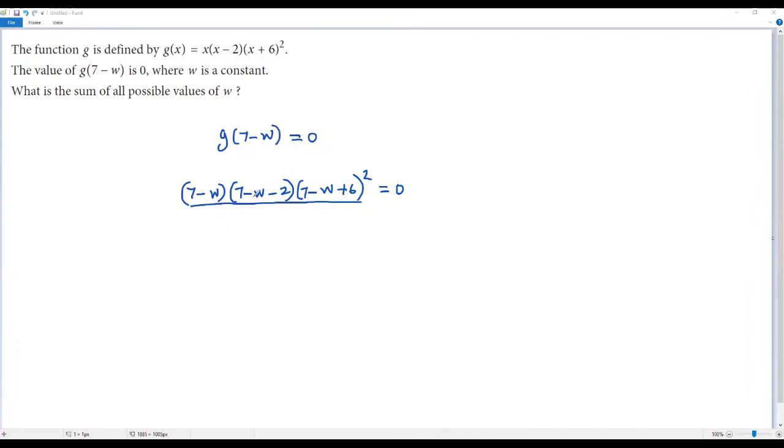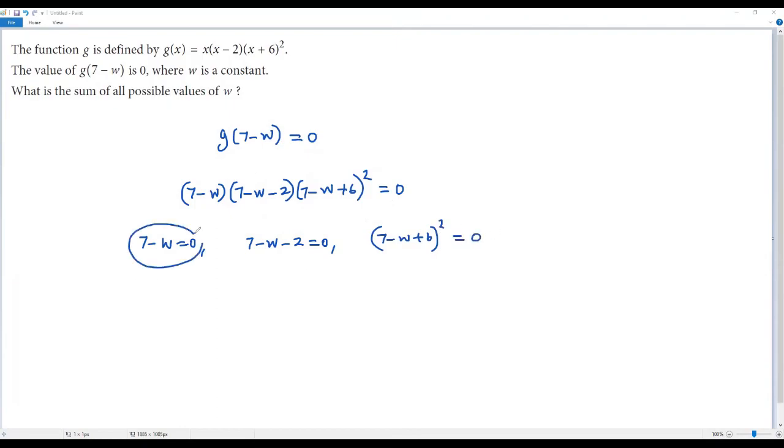Since the product of three quantities is equal to 0, one or more of these three quantities must be 0 so that the product can be 0. Okay, so the first one may be 0. In that case, we get the equation 7 − w = 0. Or the second one may be 0. Then we get 7 − w − 2 = 0. Or the third one may be 0. We get (7 − w + 6)² = 0.